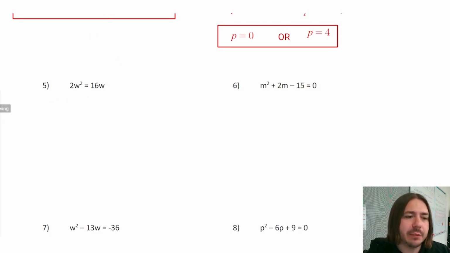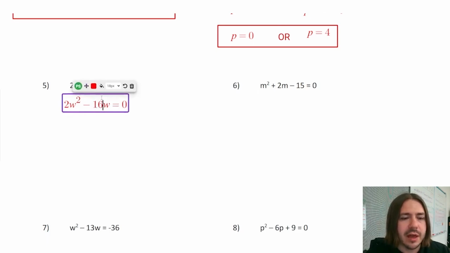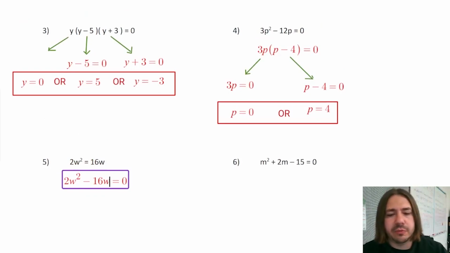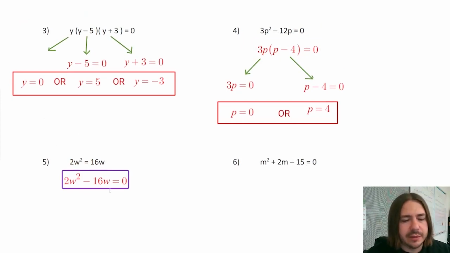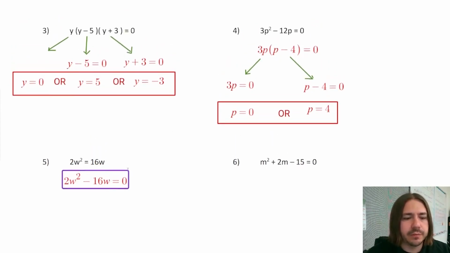So for number 5, I'm going to rearrange this a little bit by subtracting 16w from both sides. And so that gives me 2w squared minus 16w equals 0. Now I've got it set equal to 0. This is another one like number 4 that did not have a constant. So you can see how that's different than number 6, which has this minus 15 here. So we basically want to factor this using the greatest common factor like we did in number 4.